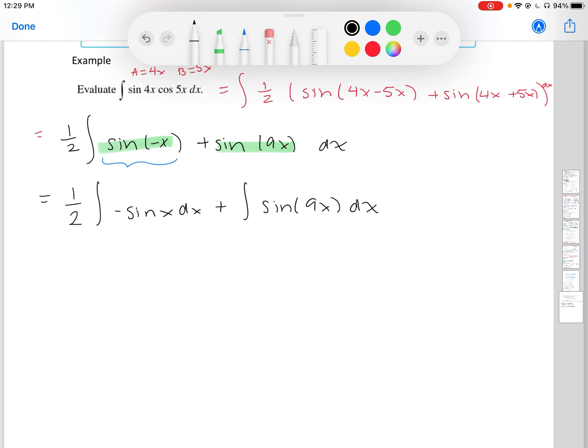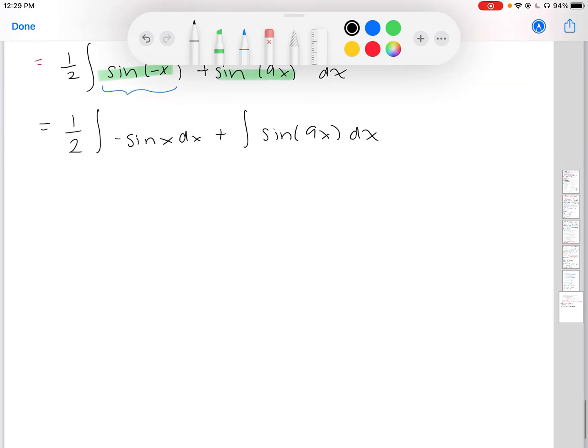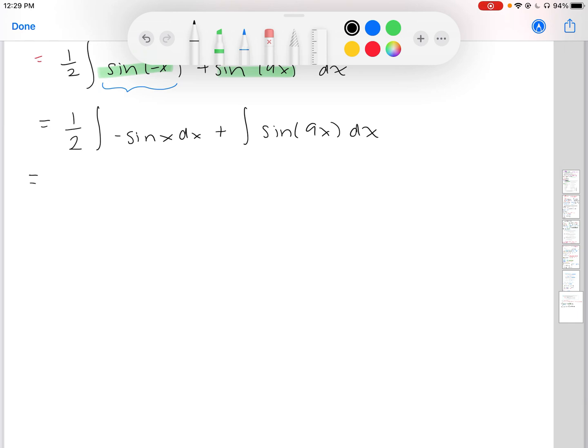I'm sure you know this without having to write the integral notation for each term, but it's just so you keep track of what you're doing. Each one is its own integration problem. So the integral of sine gives us cosine. So we have 1/2 times: this right here gives us cosine of x, plus this right here, chain rule, we have 1/9 cosine of 9x, plus c.